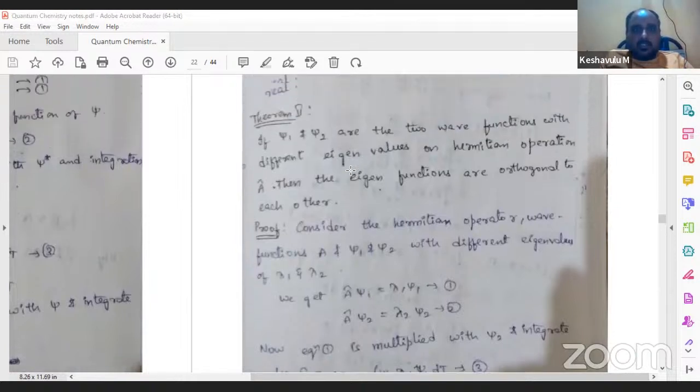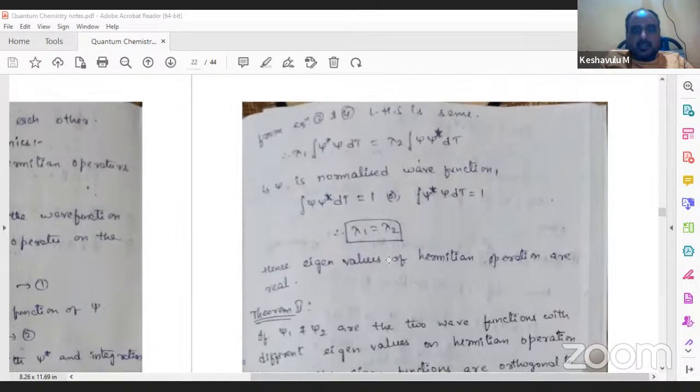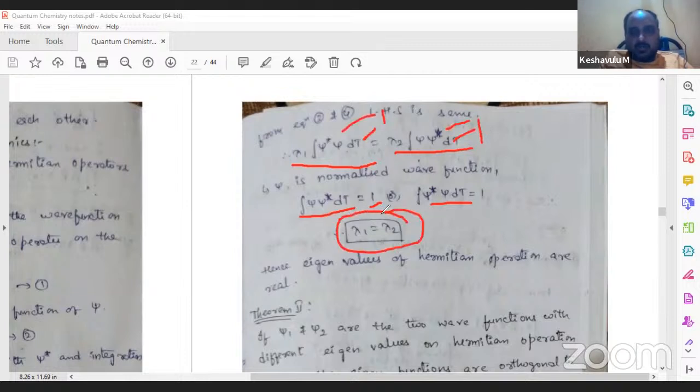Right. So what does that equation mean? So just see here. After equating, lambda 1 into integral of psi star into psi into d tau is equal to lambda 2 into integral of psi star into psi into d tau. If the wave function psi is a normalized wave function, meaning integral of psi into psi star is equal to 1, or else psi star into psi is equal to 1, therefore these two become 1. So therefore, we will get lambda 1 is equal to lambda 2.